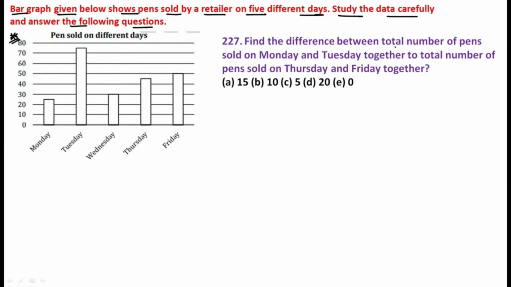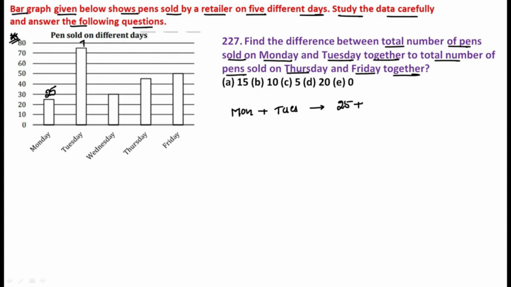Find the difference between the total number of pens sold on Monday and Tuesday together and the total number of pens sold on Thursday and Friday together. Now see, you have to identify the number of pens for Monday and Tuesday. See, the number of pens sold on Monday is exactly equal to 25.